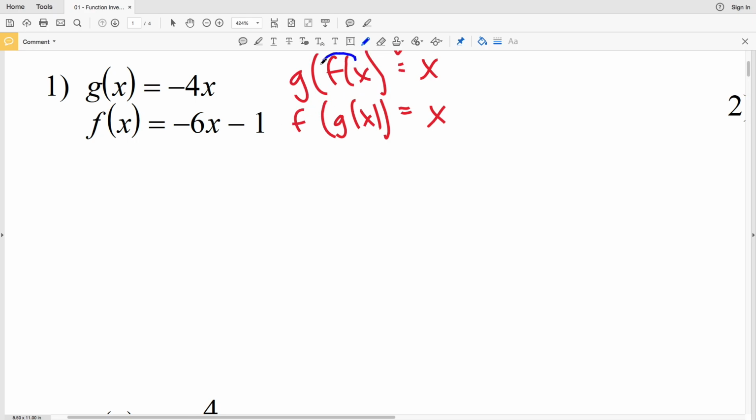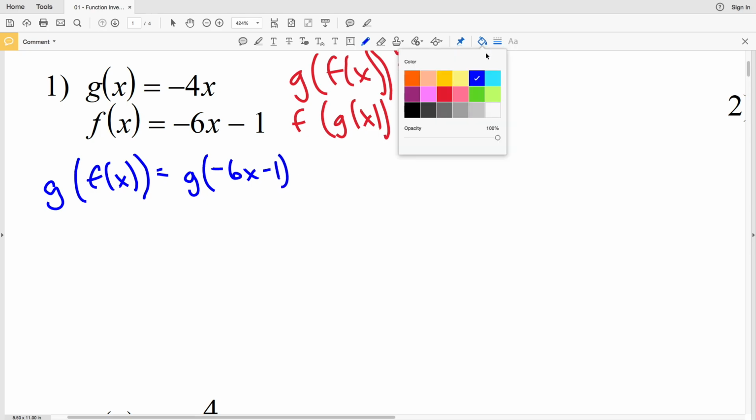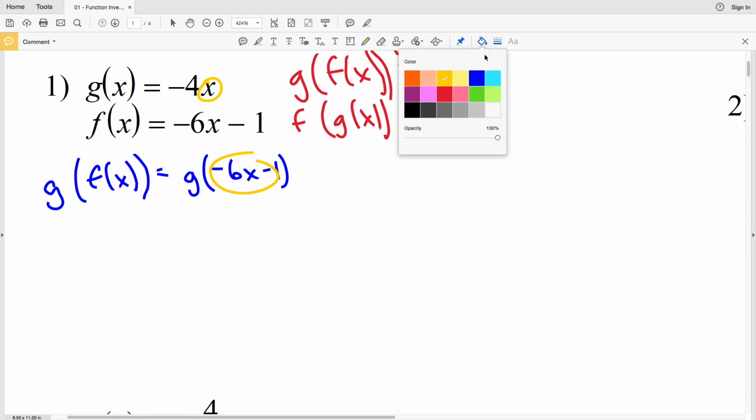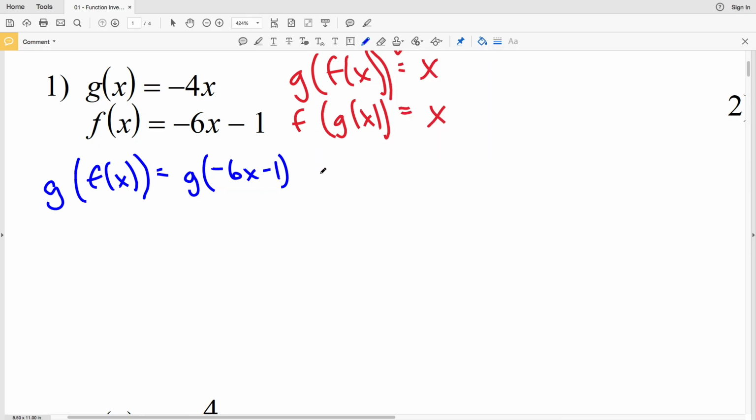So I'm going to take the function f of x and plug it into g. So f of x is negative 6x minus 1. So g of f of x will be g of negative 6x minus 1. So I'm taking negative 6x minus 1 and plugging it in for x in g of x.